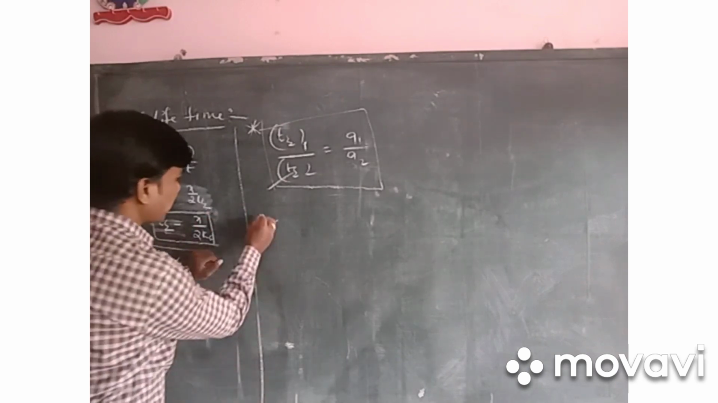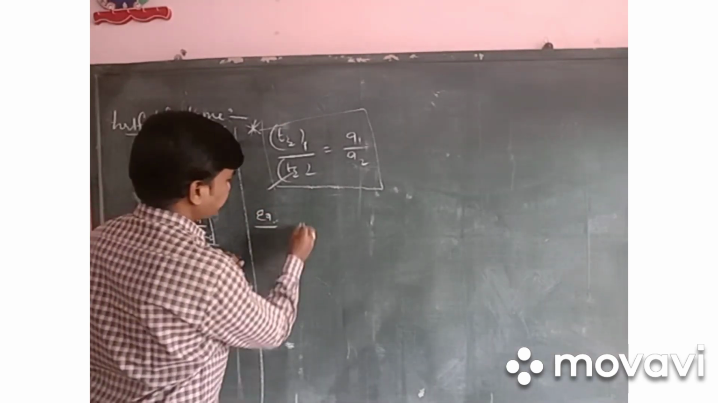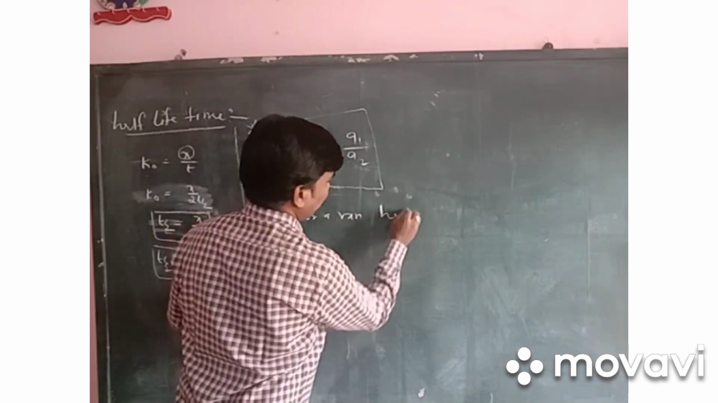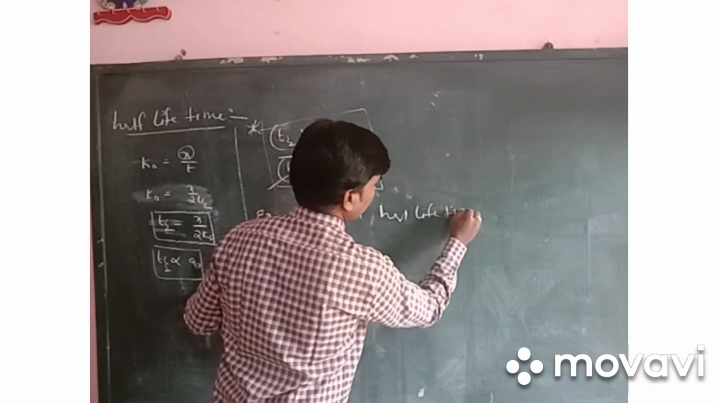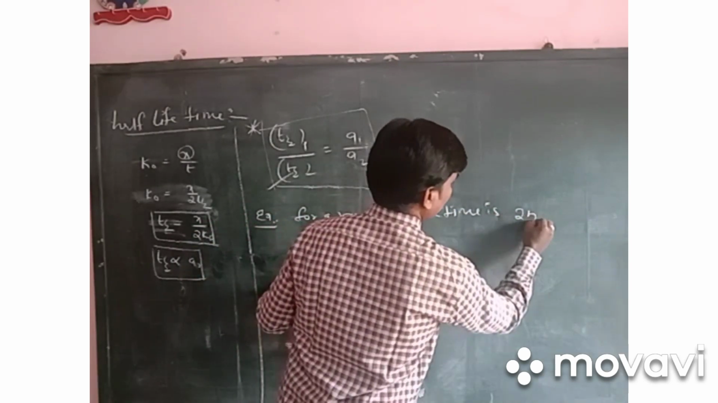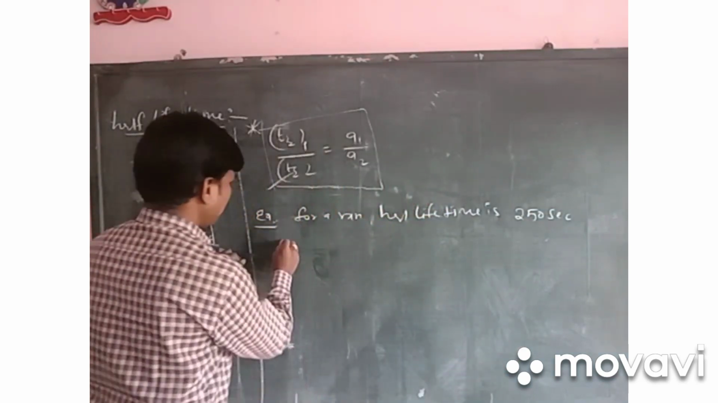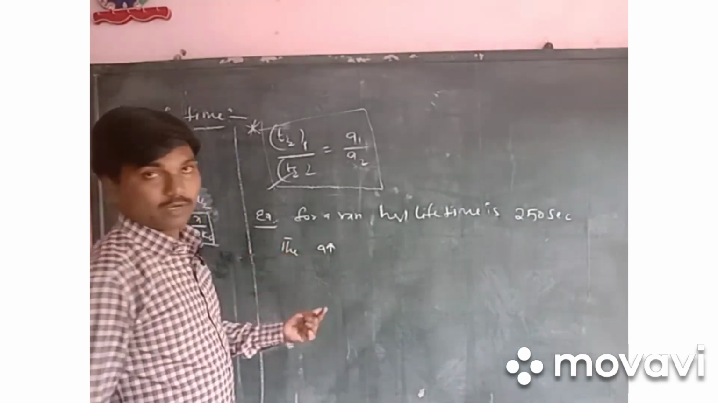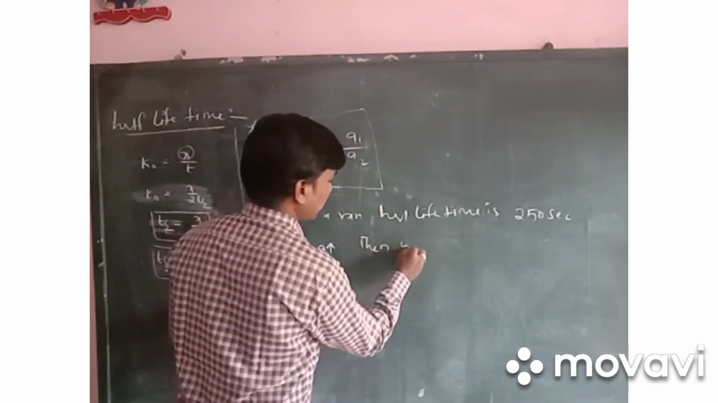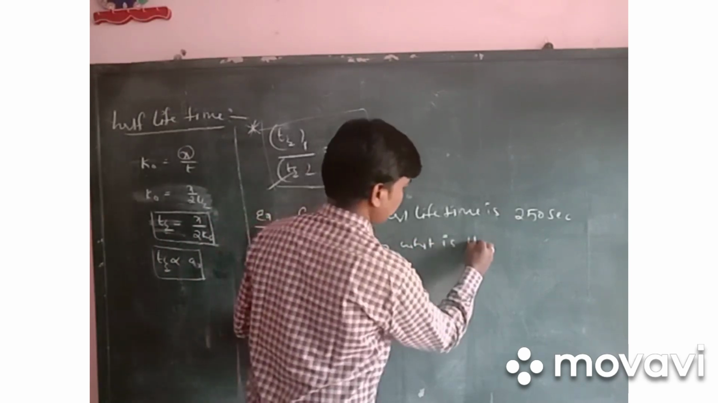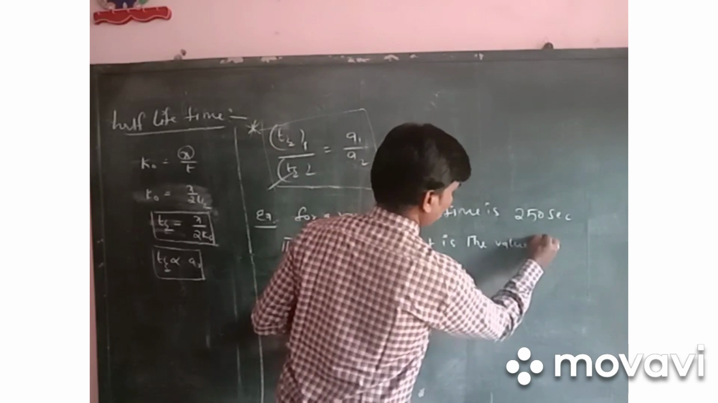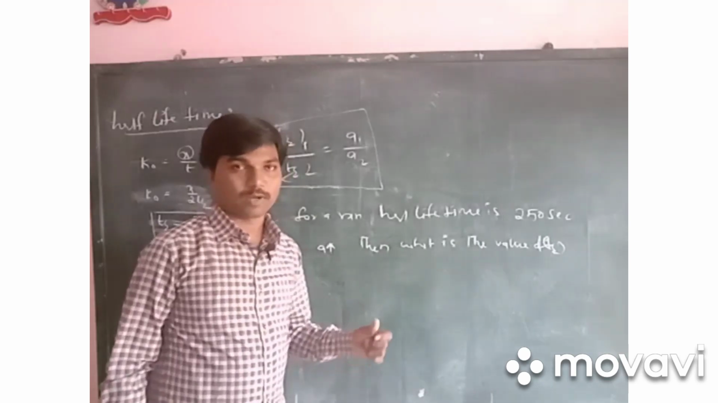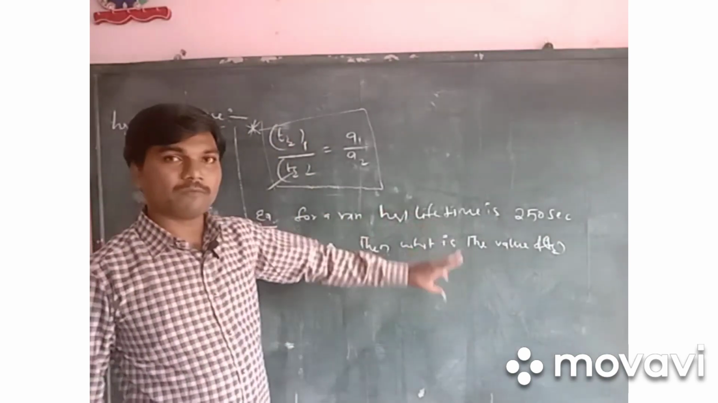For example, you see one question I am giving to you. For a reaction, half-life time is 250 seconds. Then the initial concentration is doubled. Then what is the value of t of half? Just now I told you I will give some tricks to solve this type of problem. Based on this trick, you can solve this problem within a fraction of seconds.